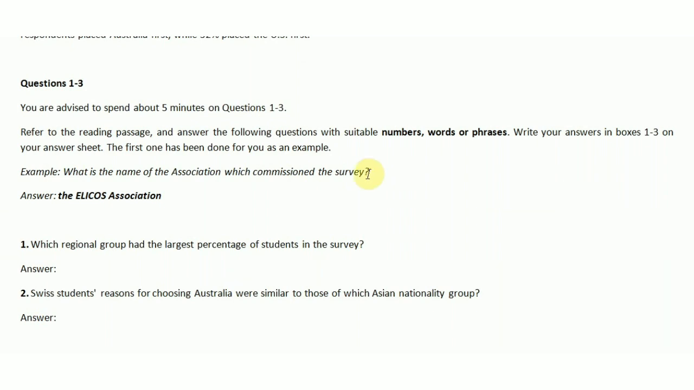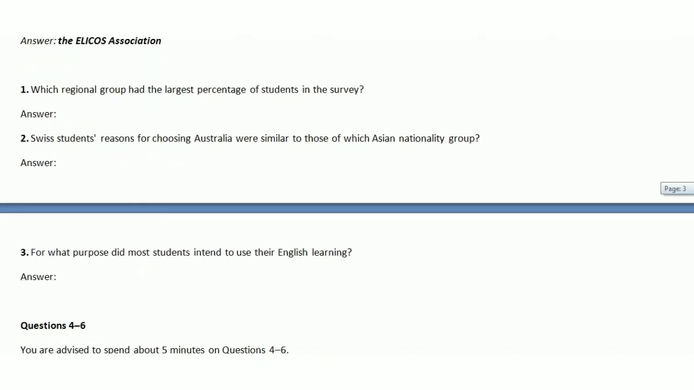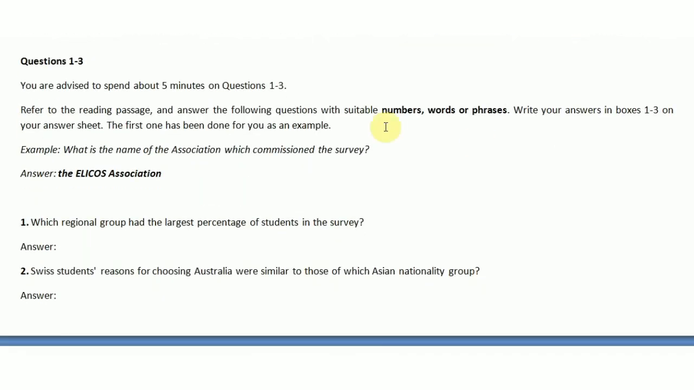So first three questions are question and answer type questions. In this we have to write the answers as numbers, words, or phrases, and even an example has been given for us. What is the name of the association which commissioned the survey? And the answer is the Alicos Association.